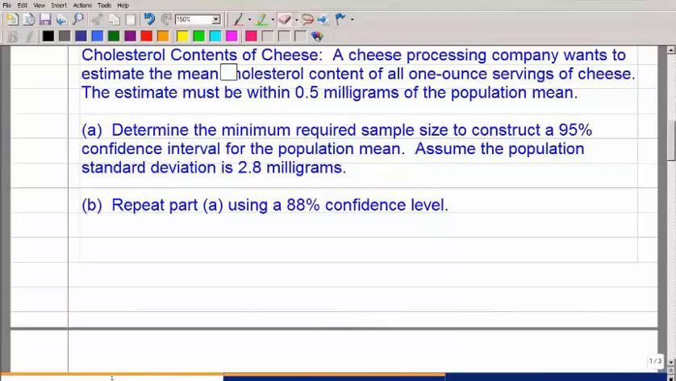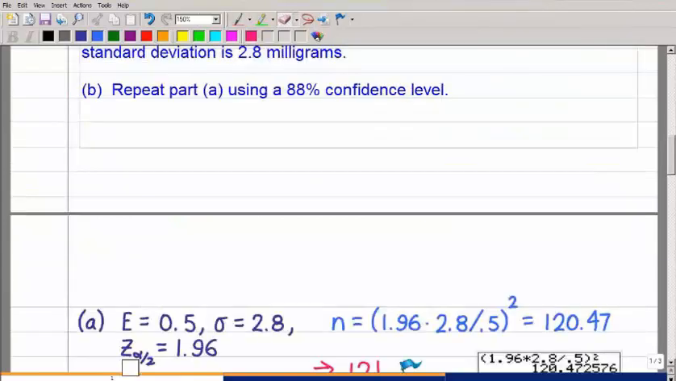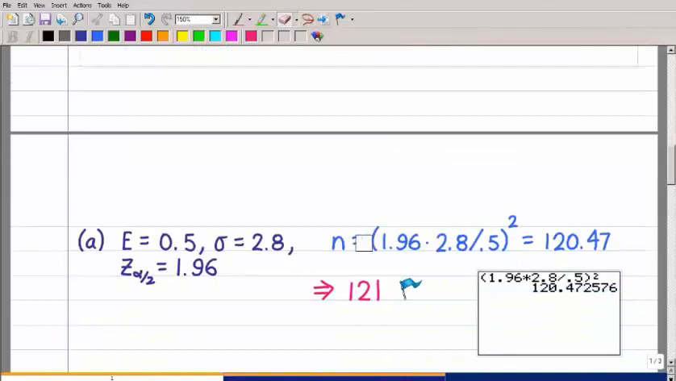So the key phrase here must be within 0.5 milligrams. That is your margin of error. So there's your E, 0.5. The standard deviation is 2.8. The critical value for 95% Z is always 1.96. No degrees of freedom involved here. So we take the formula that says we have the critical value multiplied by the standard deviation, divided by the margin of error 0.5, square that. You get 120.47, as you can see in the calculator box right here. We round that up to 121.